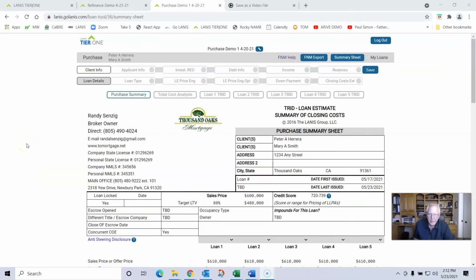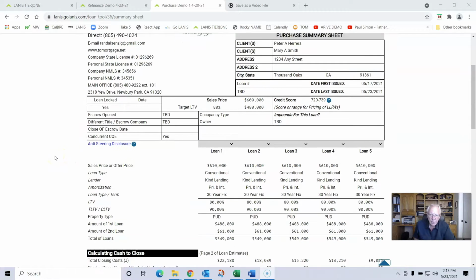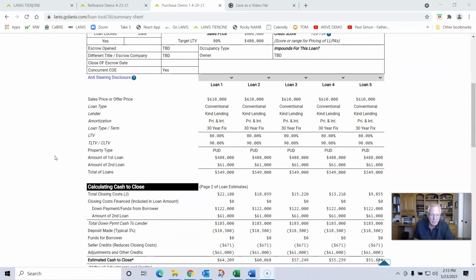We've made it to the end, and this is our summary sheet. This happens to be a purchase summary, so a couple of things I want to point out real quick. First off, when we set up our subscription originally, we suggested you put in your logo so you could brand yourself. It also has all of your company information here, your licenses and everything, so you're fully compliant.